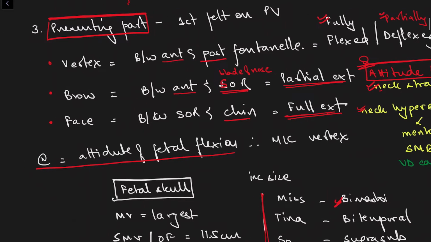It is very important to differentiate between face and brow, right? So if this is the head, in brow presentation the neck would be straight, remember that, while in extended position, the neck will be hyperextended and the head would be towards the back of the baby. This is very important to differentiate between the two.